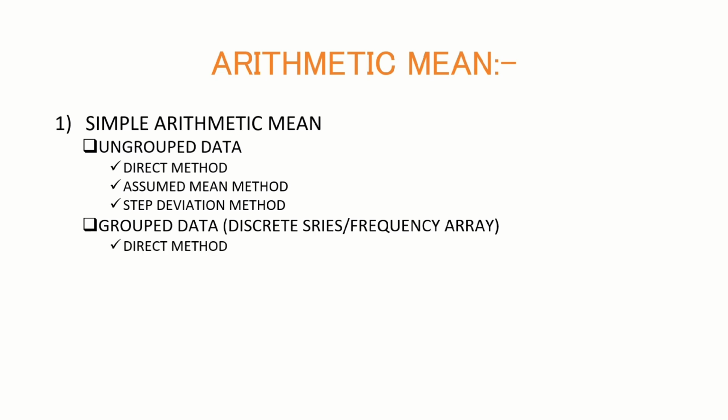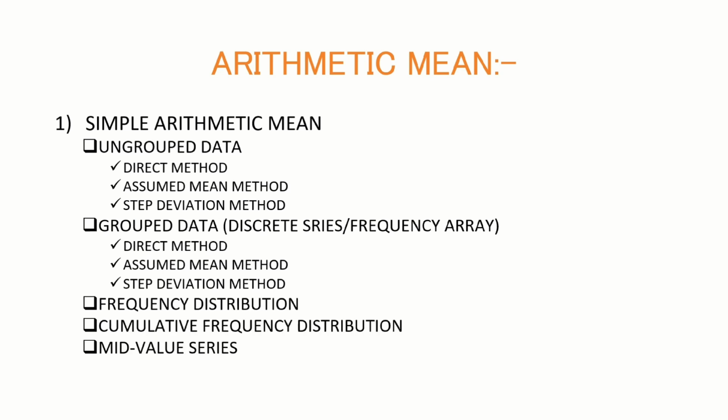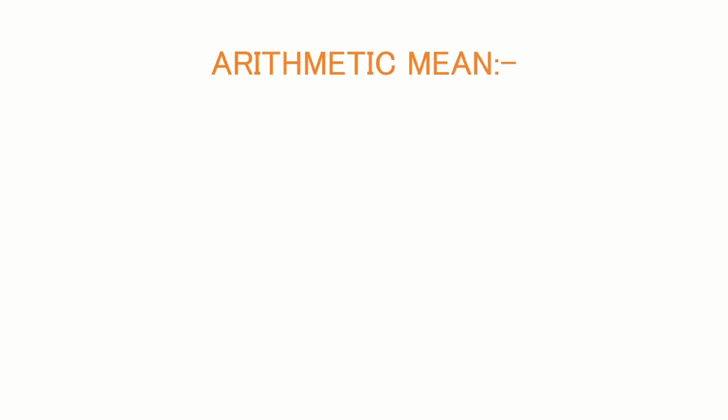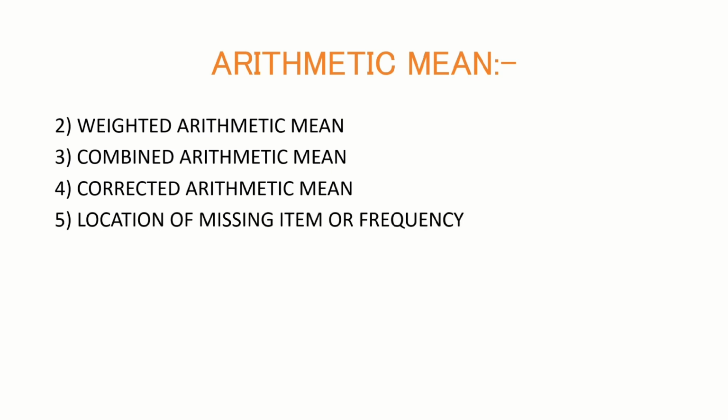So here are the contents one by one. Simple arithmetic mean, ungrouped data, three kinds of methods for ungrouped data. Then there's grouped data, three kinds of methods for that too. Frequency distribution, cumulative frequency distribution, mid-value series, and inclusive series. But that's not the end. Weighted arithmetic mean, combined arithmetic mean, corrected arithmetic mean, and an additional topic, location of missing item or frequency.